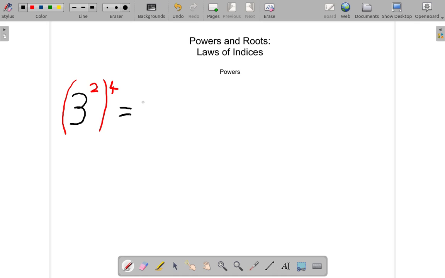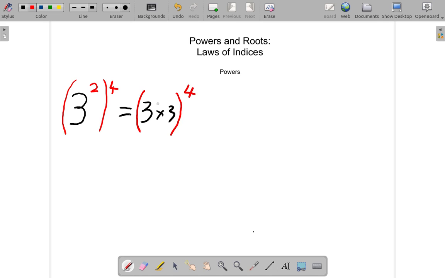If this is equal to, now 3 squared, you know what that is? It is 3 times 3. You see that? You have 2 3's, and the 3's multiply each other. You remember that? Now let's put back our bracket. That is what we are raising to the power of 4. So 3 squared, which is this, is being raised to the power of 4.